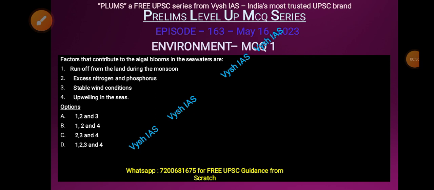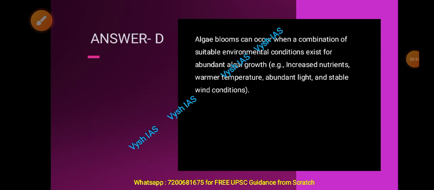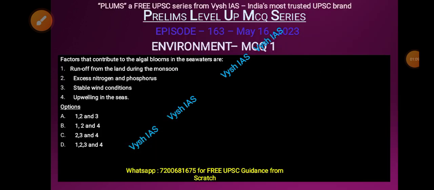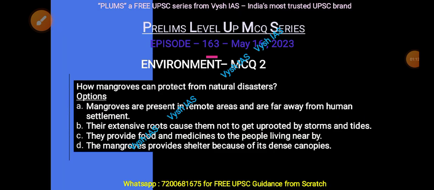Right, so now you know the drill. Let's see the answer. The answer is D, all of the above, obviously. Algal blooms occur when a combination of suitable environmental conditions exist, like increased nutrients such as phosphorus and nitrogen for abundant growth of the algae. Stable wind conditions and upwelling also contribute to it. Now let's see the next one.